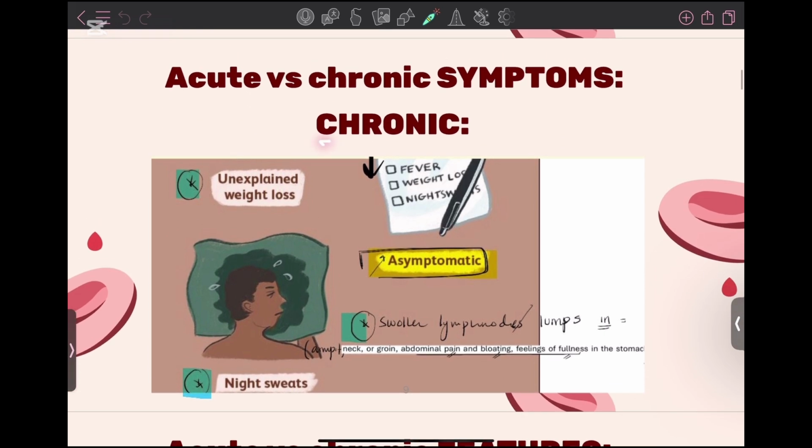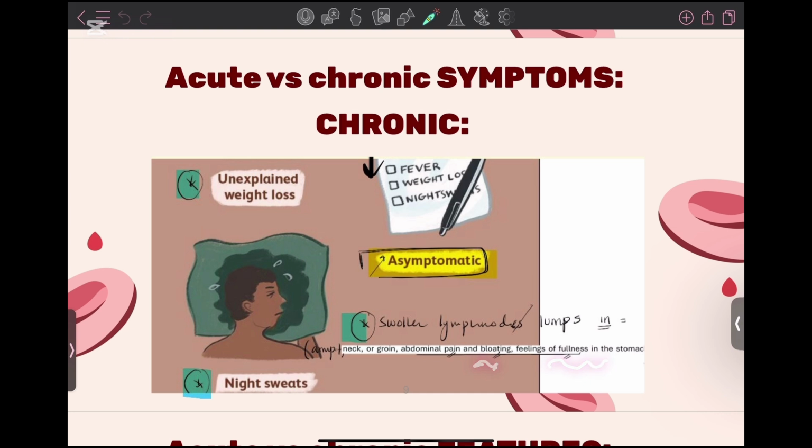Okay, for the chronic, now we know in any cancer, let's say, two main symptoms you would experience. Number one is unexplained weight loss, which is a drastic weight loss, which has a certain criteria that you do not have to know, like within how many months and the percentage of this weight loss. Number two is night sweats. Those are found in any chronic cancer. But another very characteristic feature of chronic is having swollen lymph nodes or lumps, whether they're in the neck, in the groin, in the axillary area, and even feeling a sensation of fullness in the stomach and bloating.